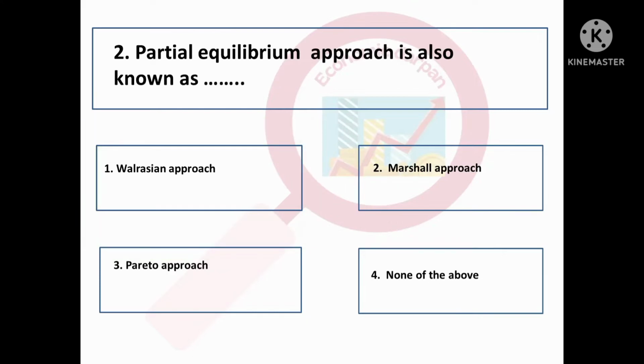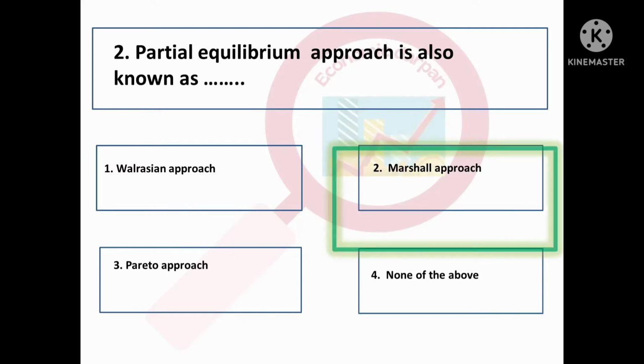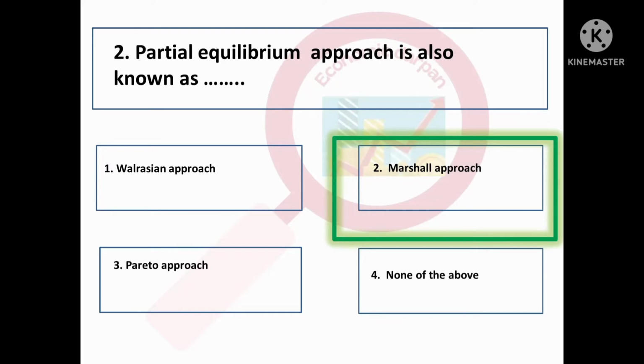Question number 2 is, partial equilibrium approach is also known as dash. Option 1 is Walrasian approach. Option 2 is Marshall approach. Option 3 is Pareto approach. And option 4 is none of the above. So the partial equilibrium approach is also known as the Marshall approach.